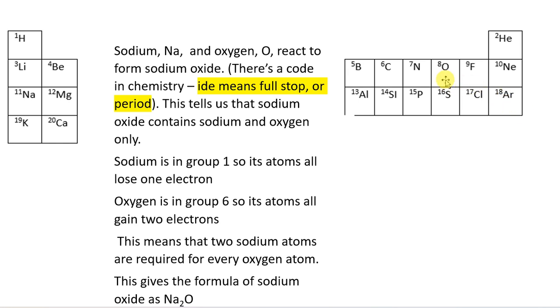Oxygen, looking across to the right-hand side, oxygen atoms contain 6 outer electrons. I can just do that from the group number. Li, lithium, begins group 1, Be, beryllium, begins group 2, across to oxygen, oxygen is group 6. 6 in the outside shell, so it needs to gain 2 electrons. 2 sodium atoms are required for every oxygen. Each sodium atom will lose 1 electron, the oxygen atom will gain 2, Na2O.